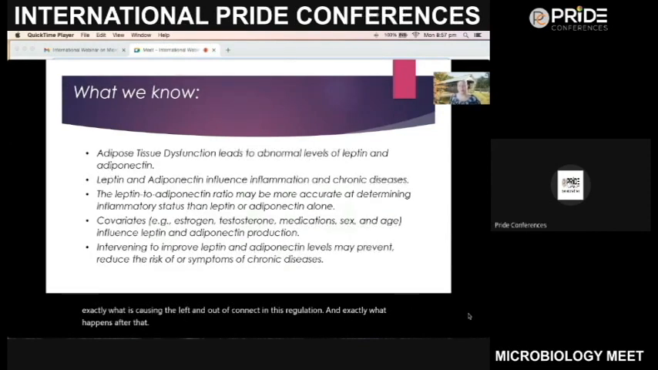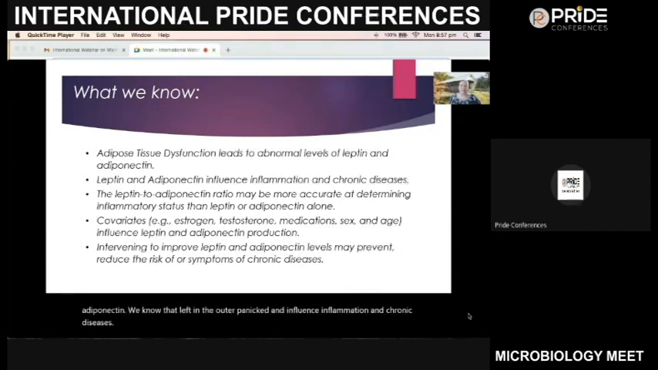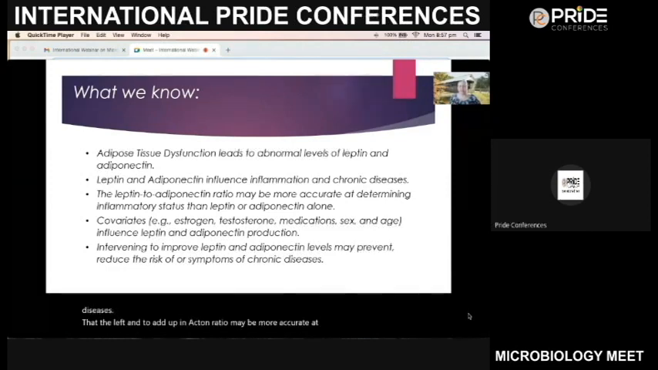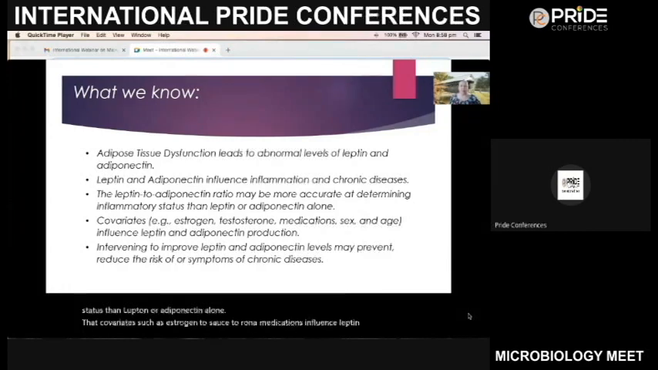In summary, we know that adipose tissue dysfunction leads to abnormal levels of leptin and adiponectin. We know that leptin and adiponectin influence inflammation and chronic diseases. But the leptin to adiponectin ratio may be more accurate at determining inflammatory status than leptin or adiponectin alone. That covariates such as estrogen, testosterone, and medications influence leptin and adiponectin production. And that intervening to improve leptin and adiponectin levels may prevent or reduce the risk or symptoms of chronic diseases.